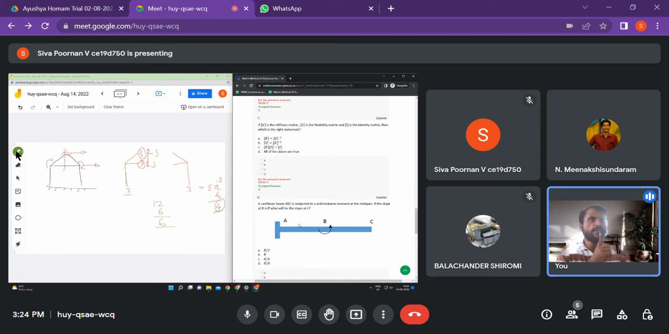Then there is a cantilever beam subject to an anti-clockwise moment at the midspan. If the slope at B is theta, then what will be the slope at C? This is a very interesting question, right? What will be the slope at C? Since there is no load, what do we expect? Whatever deformation happens at this point, what is the answer?